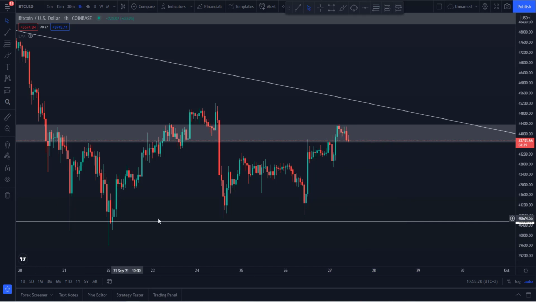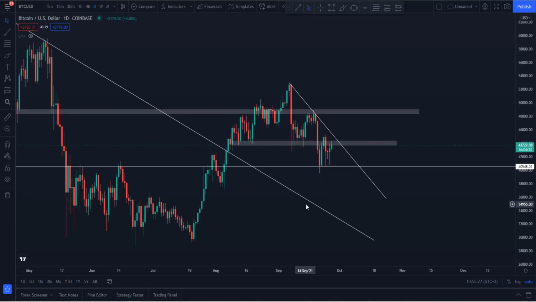Now when it comes to target levels, let's head back to the daily chart. Now I would say obviously first target levels would be this low right here where we've got this support, and that's if we manage to make an entry up here on the rejection of this zone, right? But then next we have the 38k level, 38,200 per Bitcoin. That's right here.